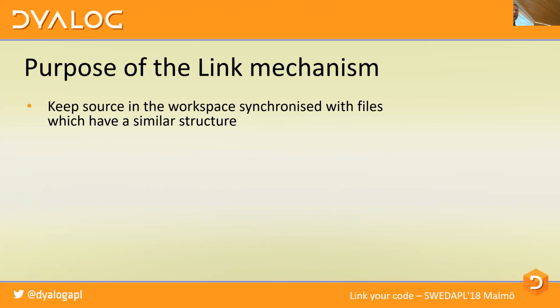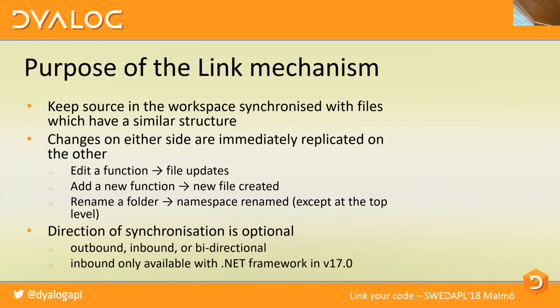So the purpose of the link mechanism, the way we think of it now, is only this: keep source in the workspace synchronized with files, a file structure which is similar to the namespace structure that you have in the workspace. It doesn't yet take care of everything, because there are certain things in the APL environment, like creating a new namespace, where we don't have a hook. And maybe we don't want a hook, because if Quad NS always called this system, your application might slow down.